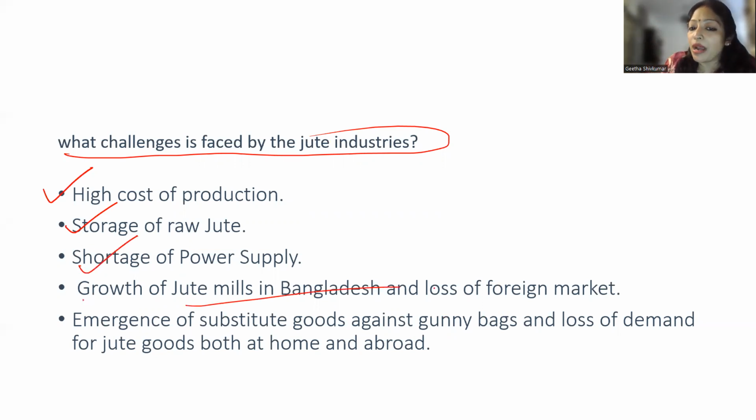Growth of jute mills in Bangladesh and loss of foreign market, and substitute goods. Emergence of substitute goods against gunny bags and loss of demand. They have tough competition from synthetic fiber. Jute is costly, as we have learned. This is the first challenge, high cost of production. When the cost of production is high, the end product is also very costly, so they need to face the competition. There are a lot of substitutes which have come into the market.